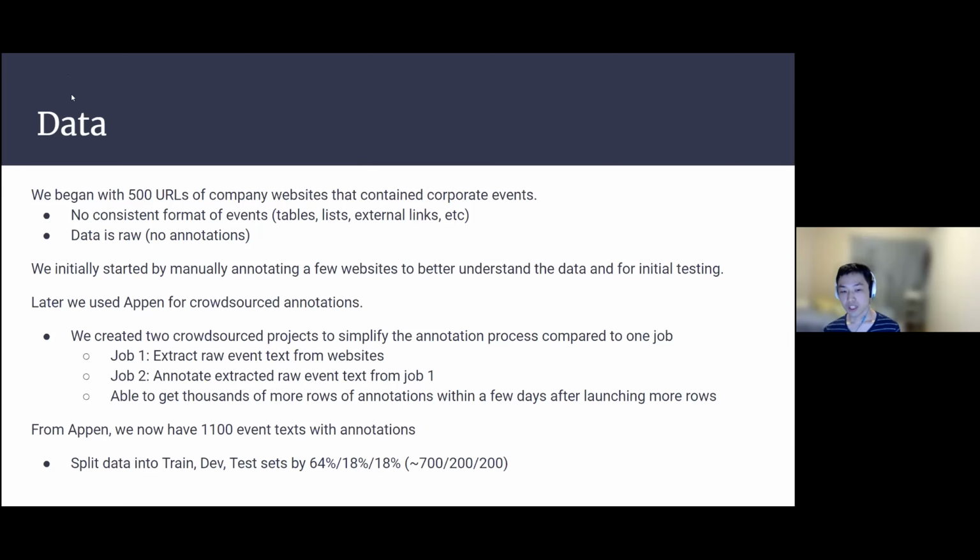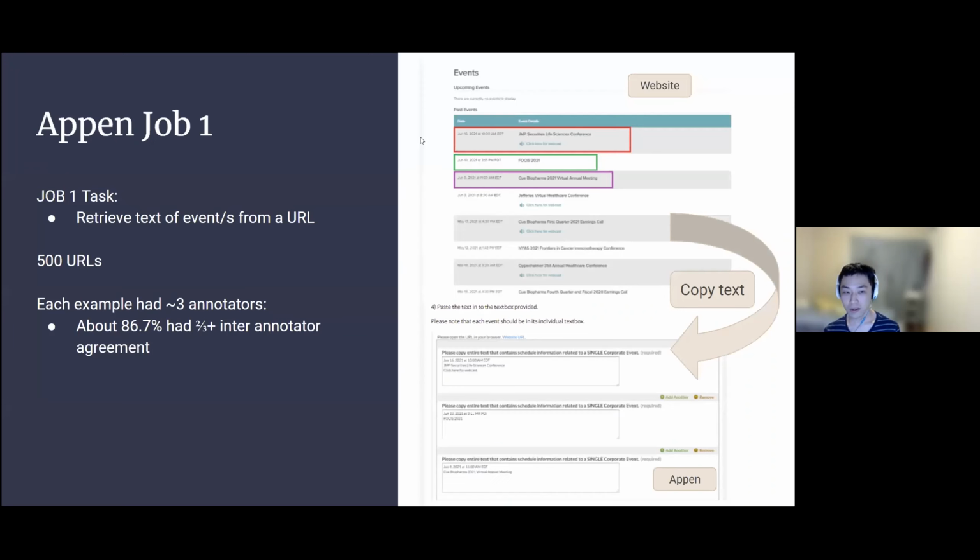Because we set up these jobs, we are able to get thousands more rows of data for each job within a few days if we decide to launch more rows. But that would just cost more money. For now, we just have 1,100 fully annotated event texts, and we split them into our train, dev, and test sets.